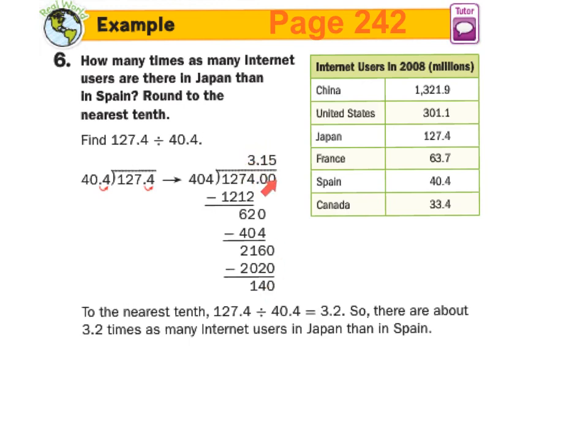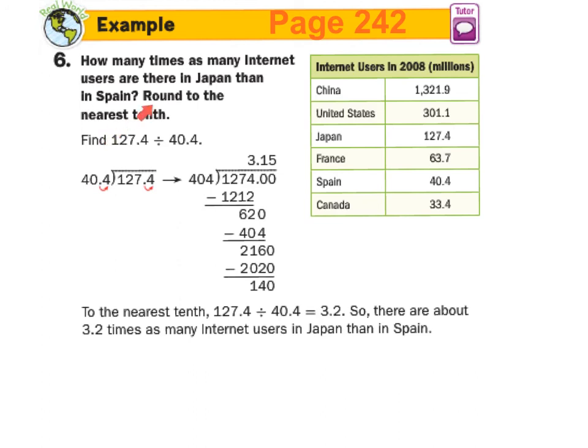This problem could keep going and going, but we don't need to if we're going to round to the nearest tenth. We only need to get at least to the hundredths place. So I can say, ooh, this 5 here tells me to round up, so I can change it from 3.15 to 3.2. There are about 3.2 times as many internet users in Japan than there are in Spain.